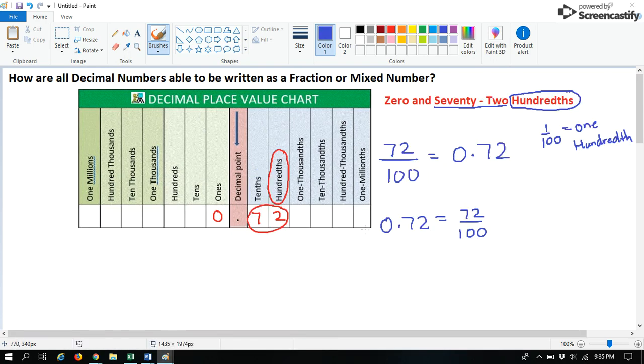I better hurry it up here. So this one right here is the 0 and 72 hundredths. That's $0 and 72 cents, right? $0 and 72 cents. Pretty simple, right? 72 cents. That means we have 72 cents out of a dollar.